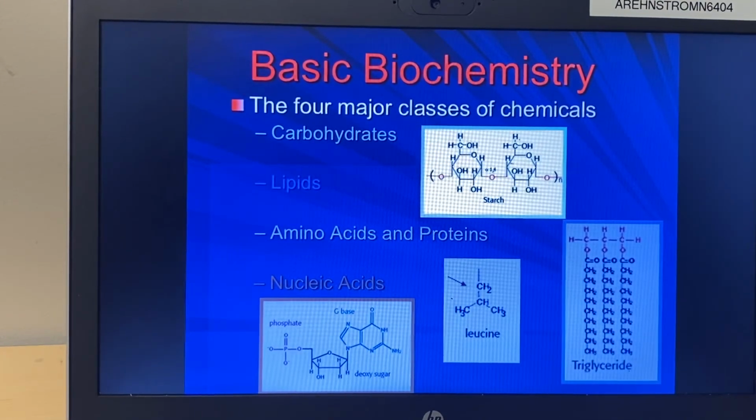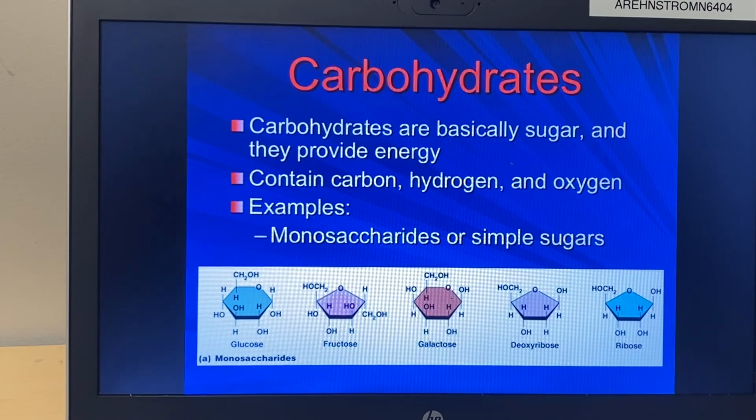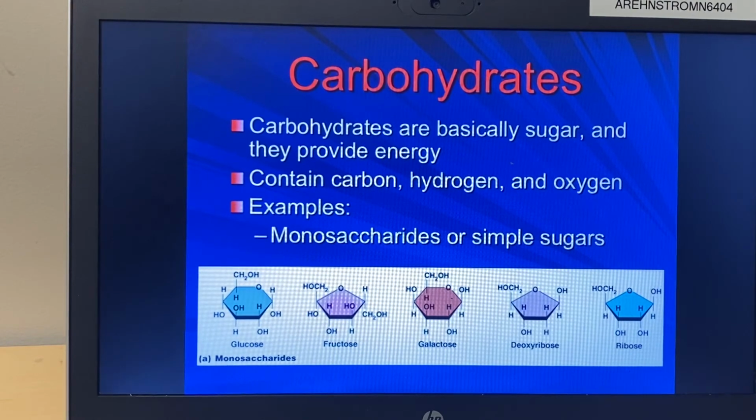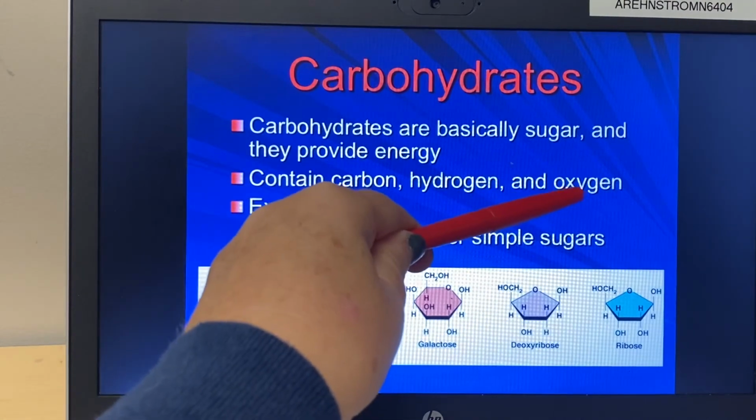Okay, so let's start with these. The first big class are carbohydrates. And they're my favorite because guess what? They're delicious. It's the reason that I drink a lot of sugary drinks, that and caffeine. Carbohydrates are basically sugar, and their primary function is to provide fast energy. In terms of atoms, they're actually pretty simple. They have carbon, hydrogen, and oxygen.